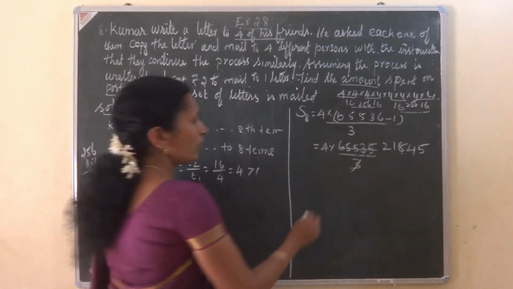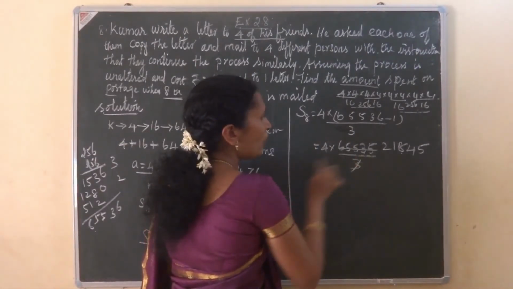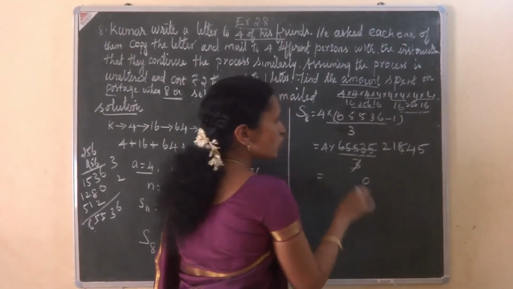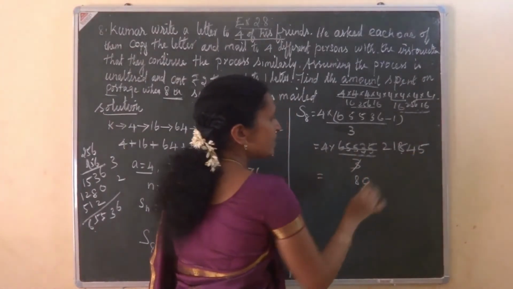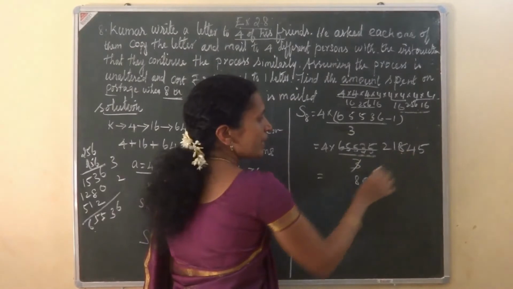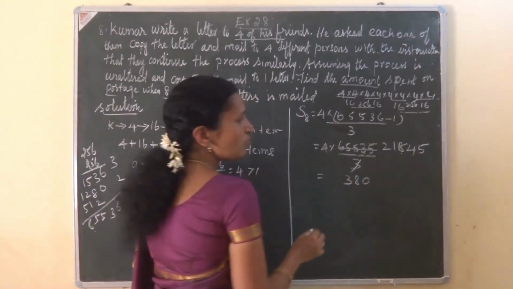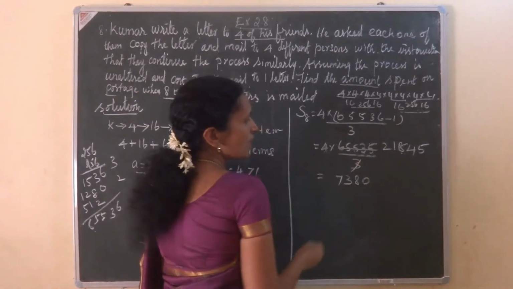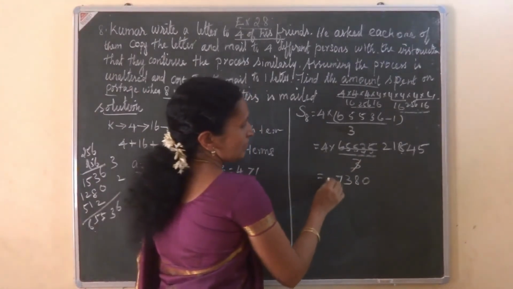So when you multiply this by 4, you will get 4 fives are 20, balance 2, 16, 18, balance 1, 32, 33, balance 3, 4, 7, 8.